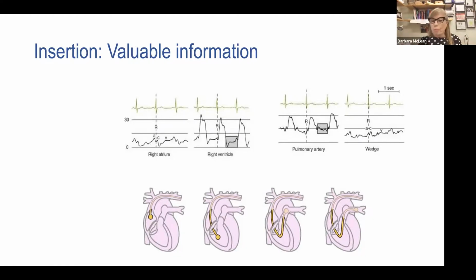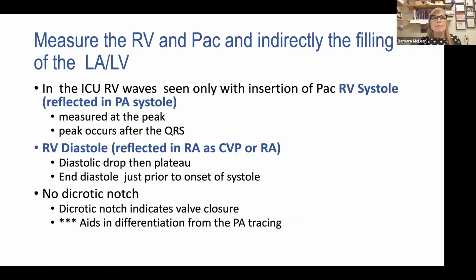So this is really important for us to appreciate and understand. We can evaluate the right atria, we can evaluate the pulmonary artery, and we can indirectly reflect the filling of the left atria and left ventricle with the PA catheter. It's a gorgeous tool. It hasn't been used well. It's being used even less well now because people are very inexperienced, and most of the folks that place it have not been exposed to advanced hemodynamics.